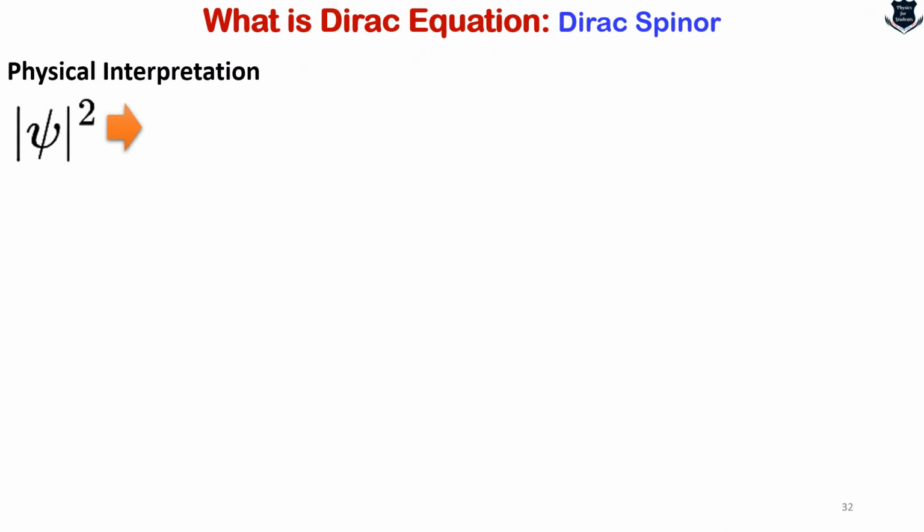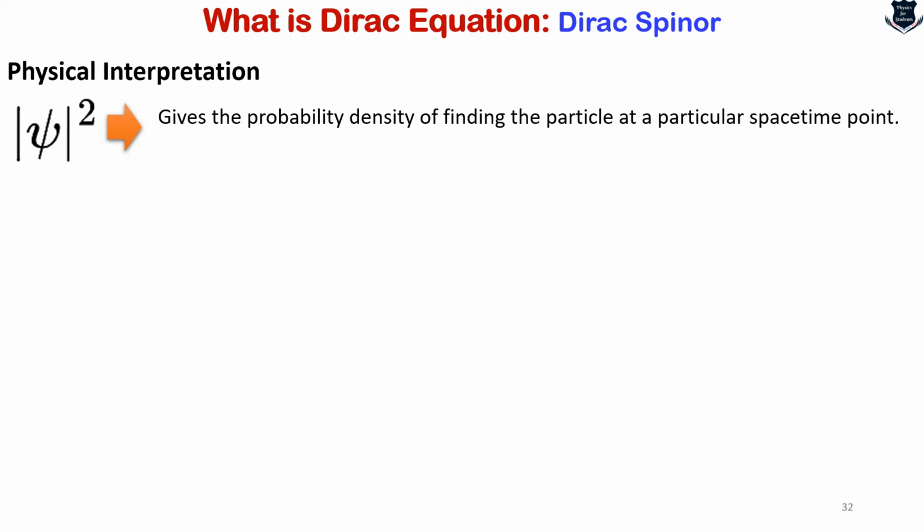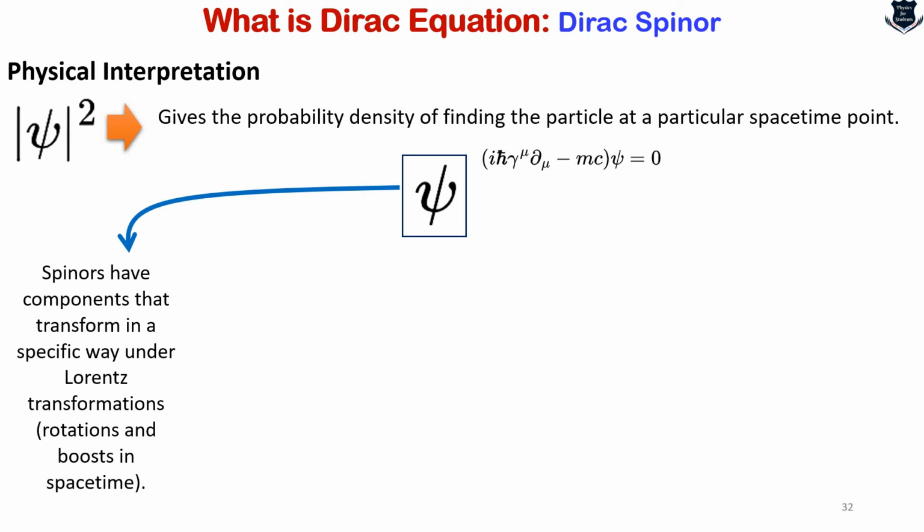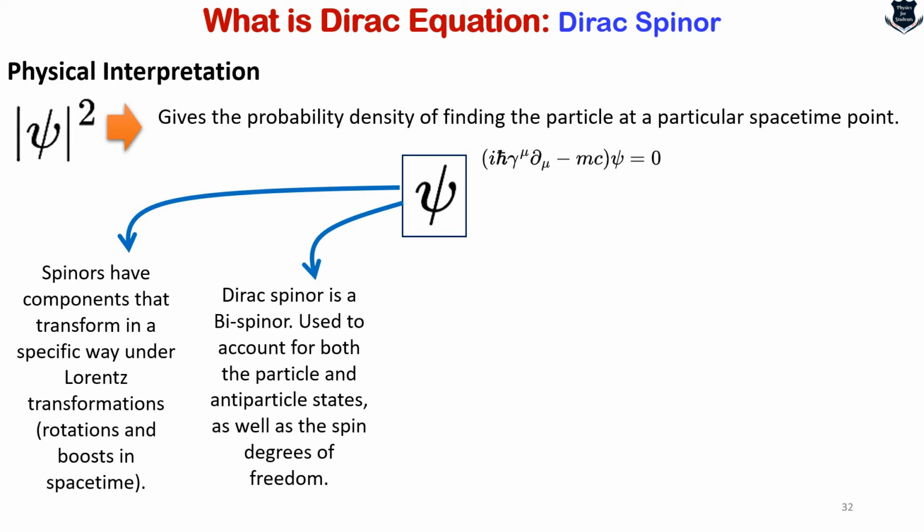Now the physical interpretation, if I squared the modulus, obviously it will give the density of finding the particle where it is. So from here what we can deduce is that if I take from this Dirac equation the spinor, spinors have components which transform in a specific way. I'm not explaining that. Don't confuse it with the usual Lorentz transformation. It has got a different kind of understanding. The Dirac spinor again is a bispinor. Pauli matrices can also give a spinor, but this is a bispinor.